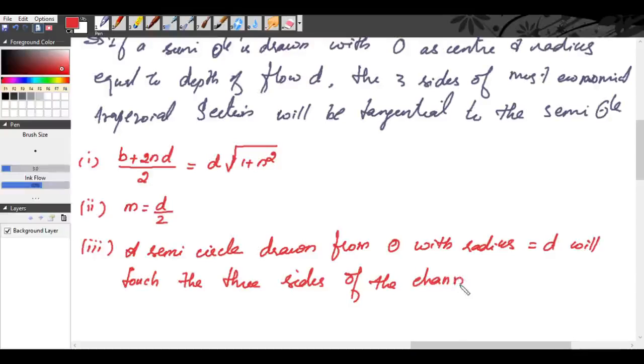So remember these three conditions. And remember the two conditions for the most economical rectangular channel: the breadth will be equal to 2 times the depth of flow, and hydraulic mean depth is equal to d by 2.